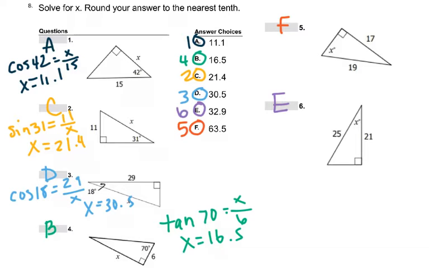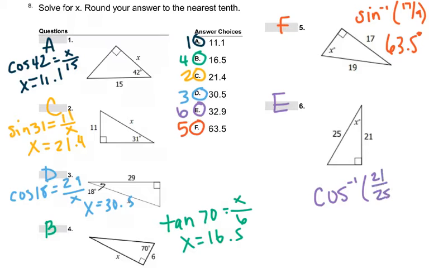For number 5, I'm going to have to use inverse sine because I'm looking for an angle. 17 over 9, and when I put that in my calculator, I get 63.5 degrees because we're talking about an angle. And then for number 6, I would have to use inverse cosine of 21 over 25, and when I put that in, I get 32.9. So if you set these all up and you're like, I did it right, make sure that your mode was in degree mode or you would have gotten all the wrong answers.